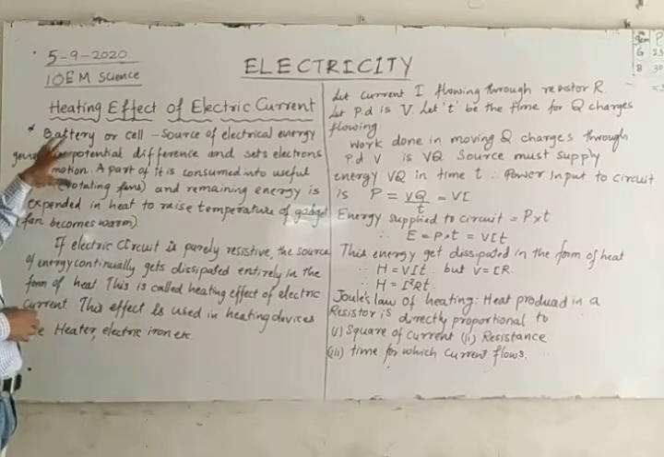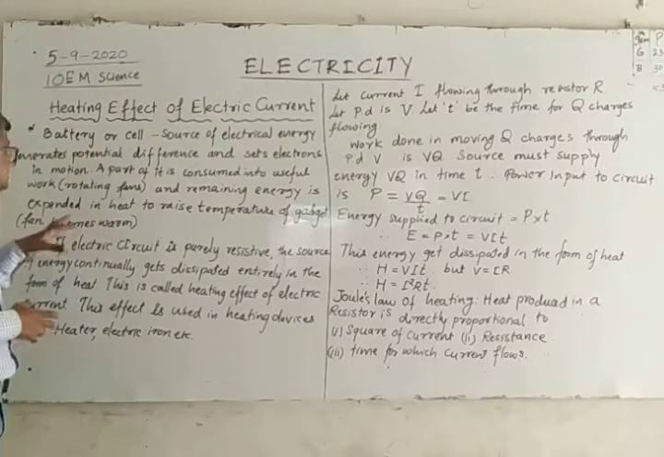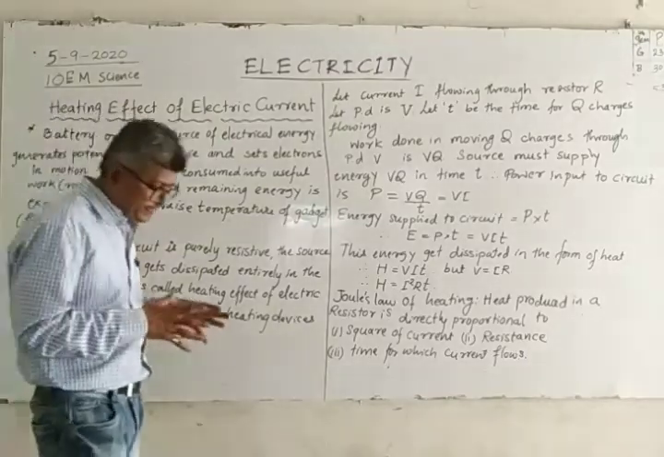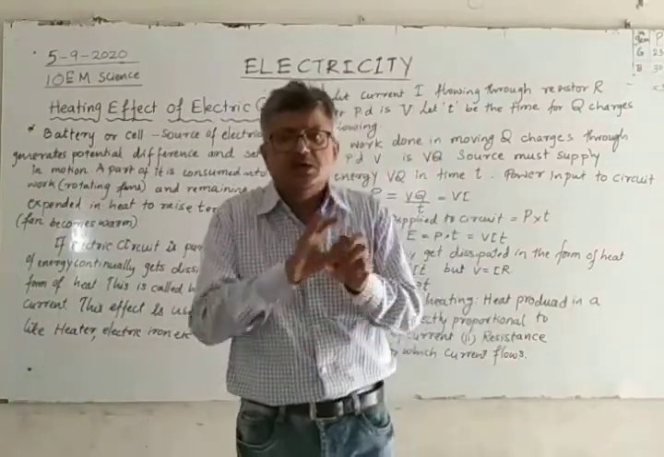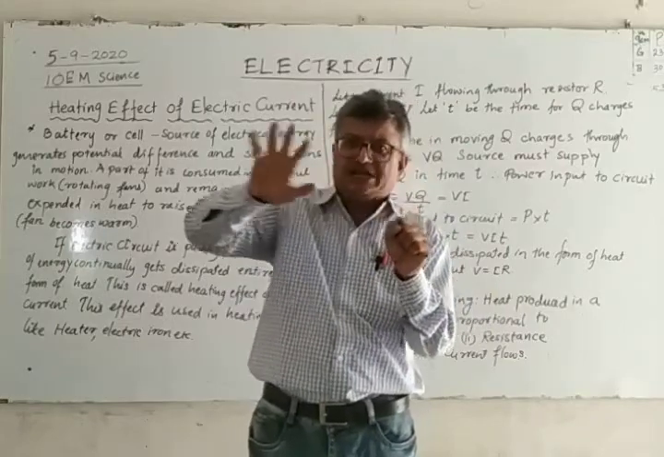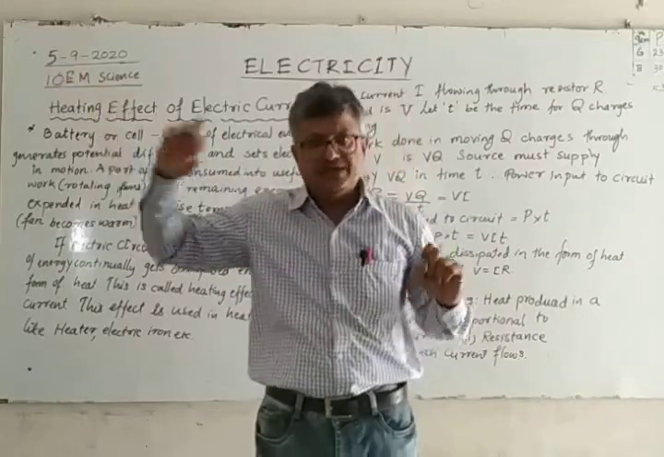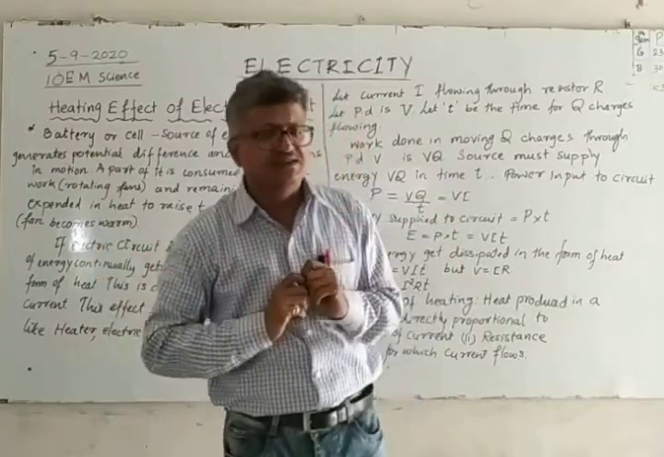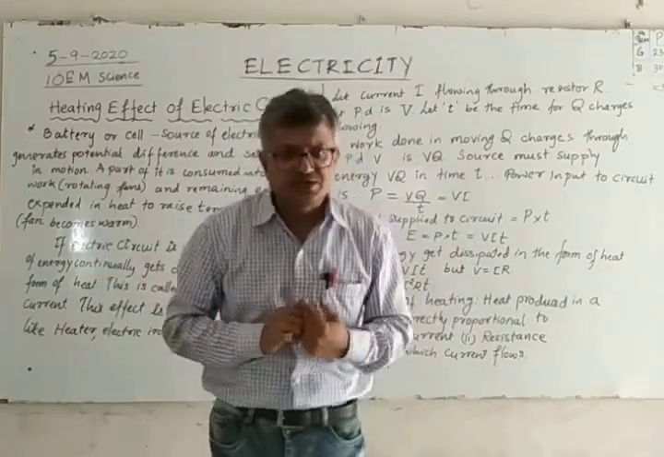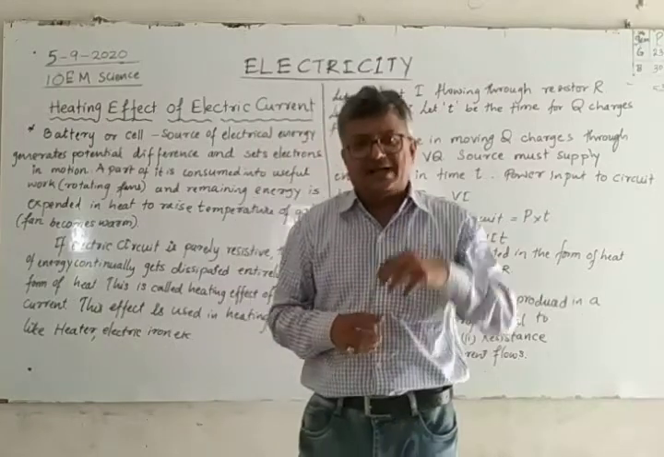It generates a potential difference and sets electrons in motion. So the main function of this energy should be to allow the electrons to flow in the circuit. Electrons should move in the circuit so that current flows and our fan is rotating or our toy car is moving.